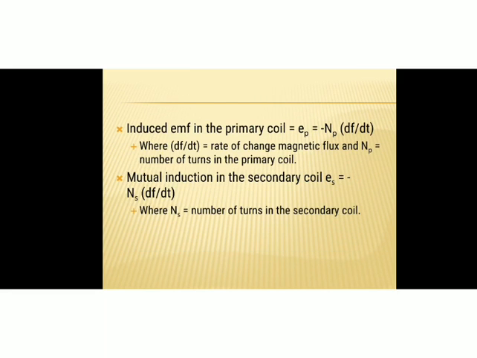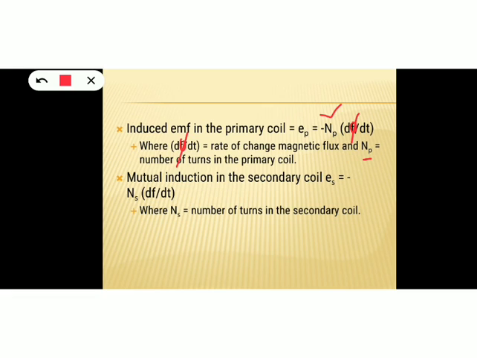Mutual induction takes place in the secondary coil. And what is the expression for induced EMF in the primary coil? See, in the primary coil, self-induction occurs, and the expression for induced EMF is EP. E suffix P, the induced EMF in the primary coil, is equal to minus NP d phi by dt, where NP means number of turns of the primary coil and d phi by dt is the rate of change of magnetic flux. We had already learned this expression in our previous chapter, electromagnetic induction, and NP is the number of turns in the primary coil.